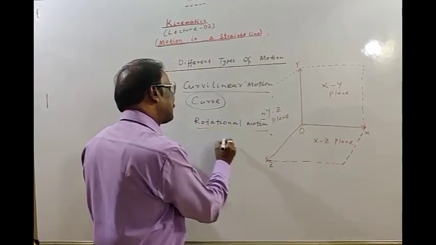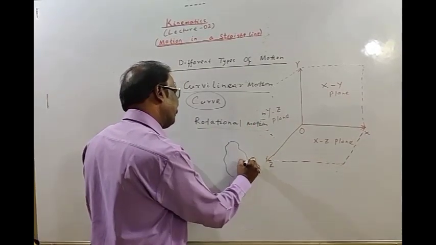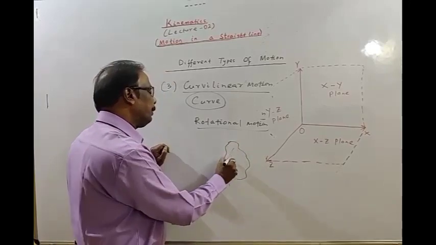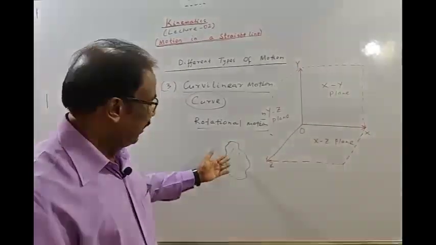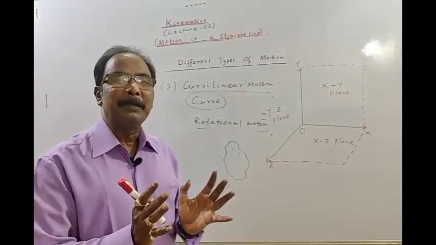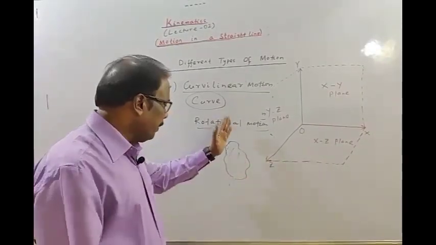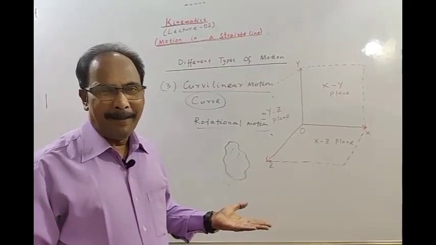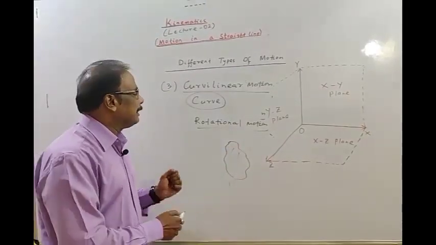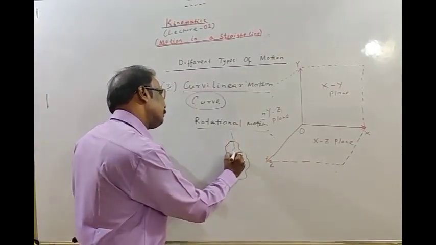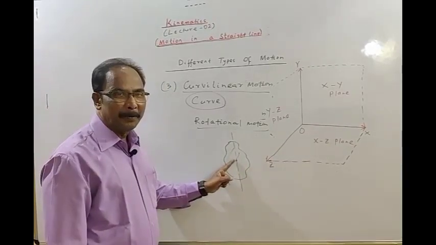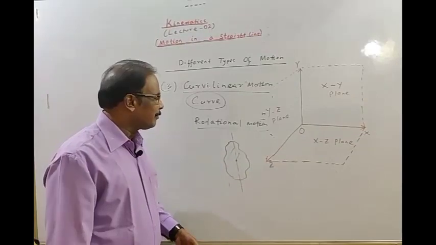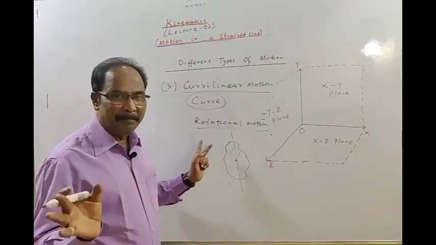Rotational motion. Let's consider any rigid body, whatever be the shape of the body, a solid body. The body may be of spherical shape, cylindrical shape, or any irregular shape. This is the axis, a line passing through the center of the body, which in a later stage we will know is the center of mass of the body.